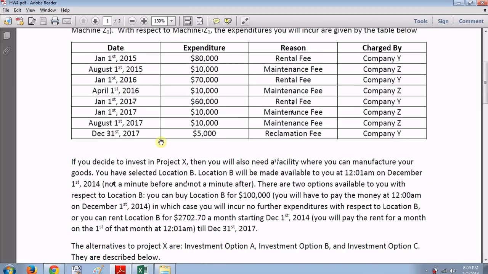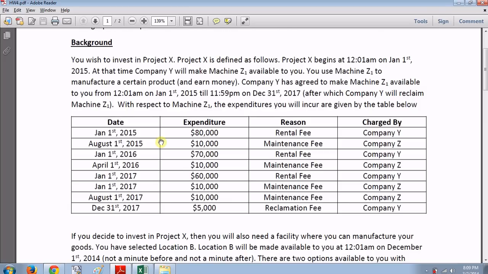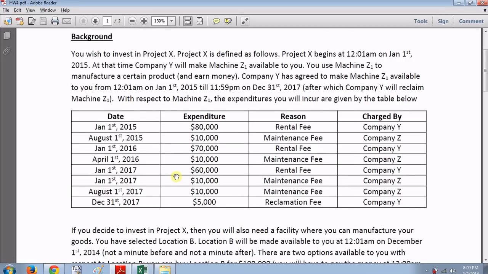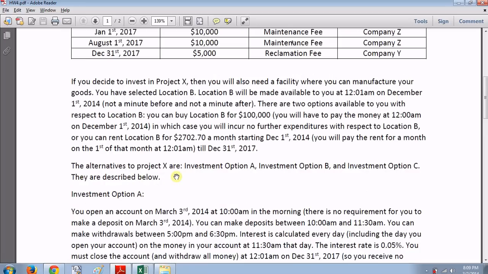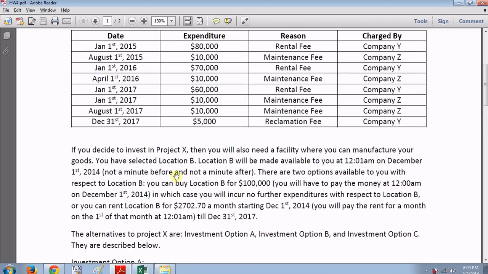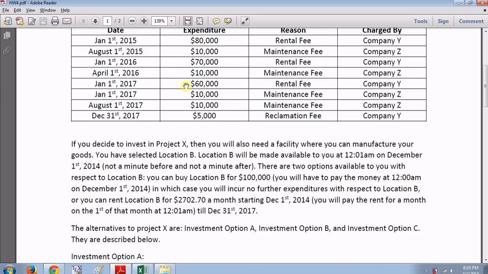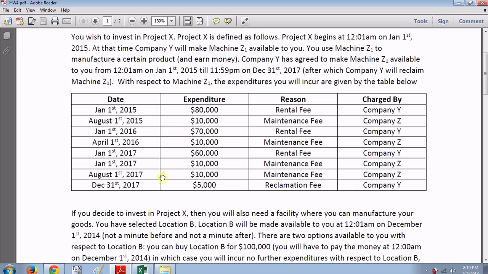Now here's the confusing part. There are no revenues given over here, right? Most of you are confused that there's nothing coming from the project, so does return even make sense here? You're correct, the return doesn't make sense, but the point is, you will have all these cash flows. You'll have $80,000 on Jan 1st, 2015, not a minute before that. You'll have $10,000 on August 1st, 2015, not a minute before that, and so on. So you have this money, and it's up to you to decide whether you want to invest it in the project or not. That's why the alternatives become important.